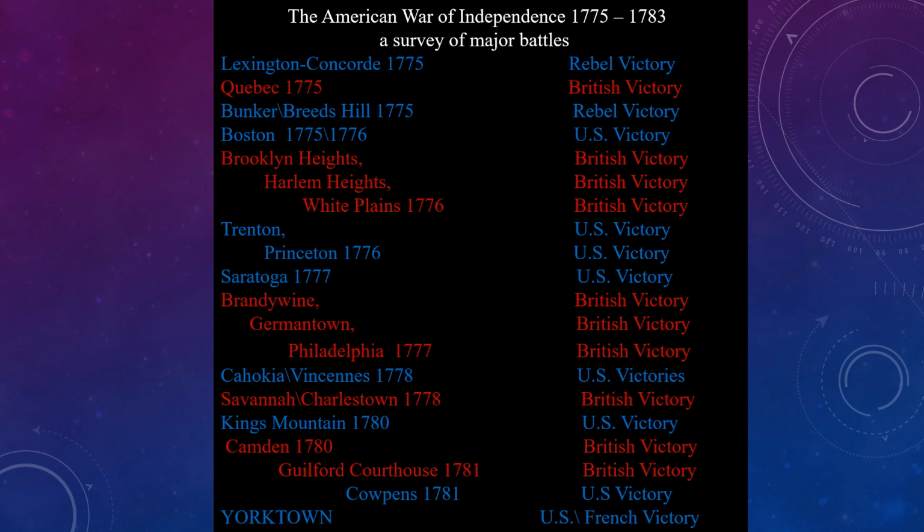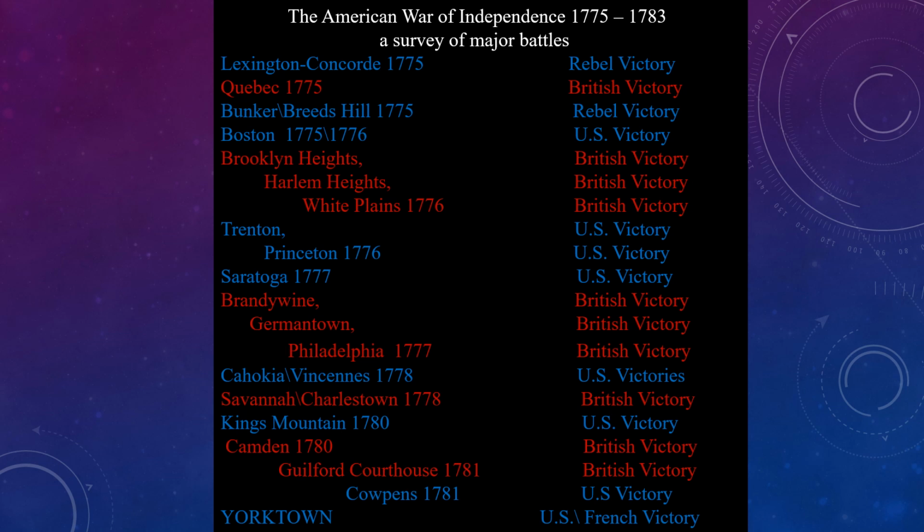Same thing with Brandywine, Germantown, and Philadelphia. Washington is being defeated again and again and again. Usually he's just being plain old out-generaled. Cahokia and Vincennes, a U.S. victory, but we've talked about that. There's only a few hundred guys involved. It has consequences. More about that in a minute. But qualitatively, they're important, but quantitatively, only a few hundred guys.